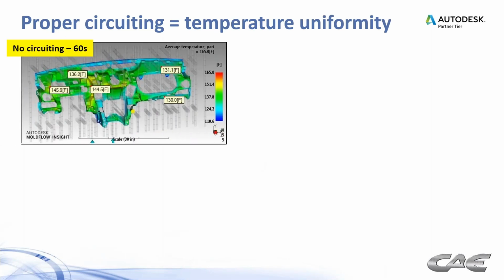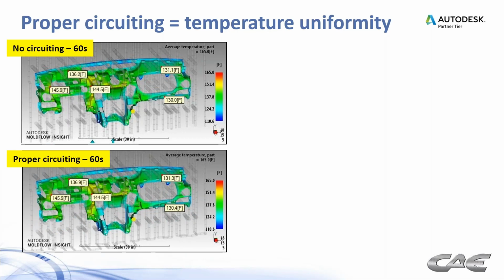And here's what it looks like if you have proper circuiting versus improper circuiting as far as the temperature is concerned. So when you have no circuiting, every line is its own individual in and out. You have very uniform cooling. You look for your hot spots, try to mitigate those hot spots if you can. Maybe you do all those things: move channels, use conformal cooling, use cooling inserts, mold backs, etc.